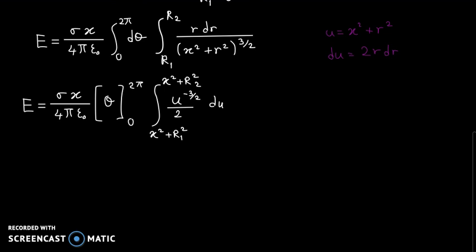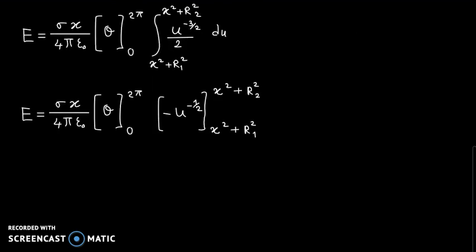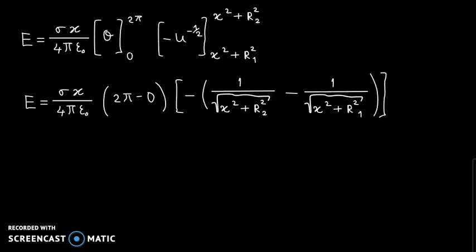Now in the next line, I took care of the d theta integral, and I also rewrote the dr integral in terms of our variable u. Note that the lower and upper bounds have also changed. So the du integral is running from x squared plus r1 squared to x squared plus r2 squared. So let's take this integral. The result of this integral is negative u to the power minus 1 over 2. Now let's evaluate our integrals. And here's the result of our integral.